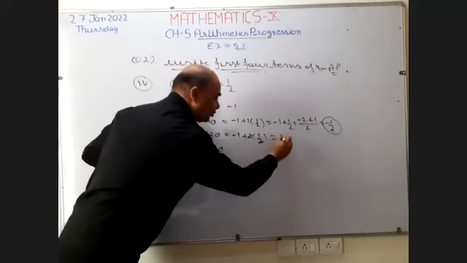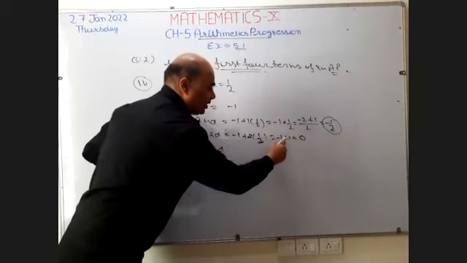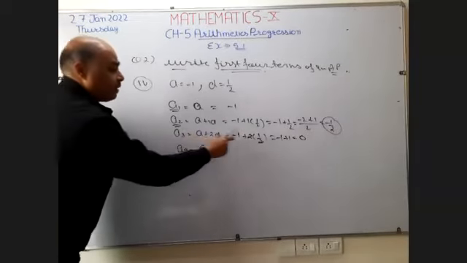So what is left? -1 plus 1, plus and minus are going to cancel. It's going to be 0. 1 minus 1 is 0. It means the third term of this AP becomes 0.